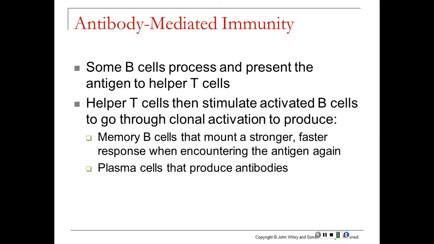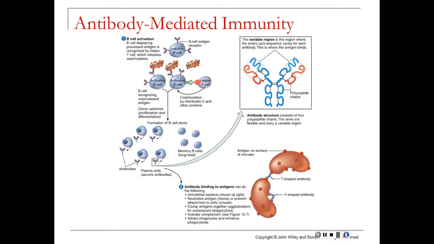Plasma cells, remember, produce antibodies. So here you have the antibody-mediated immunity. You have B cell activation when that B cell displaying processed antigen is recognized by that helper T cell. That helper T cell is going to stimulate those B cells and say, hey B cells, you need to activate, you need to undergo clonal selection, where they'll form memory B cells, and they'll start to form plasma cells. Those B cells will form plasma cells, which secrete antibodies.